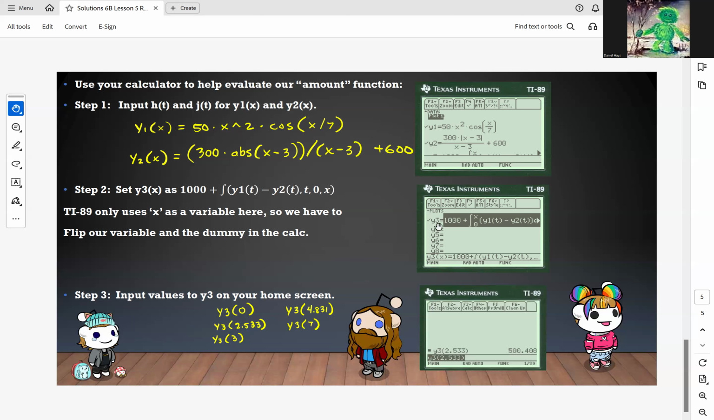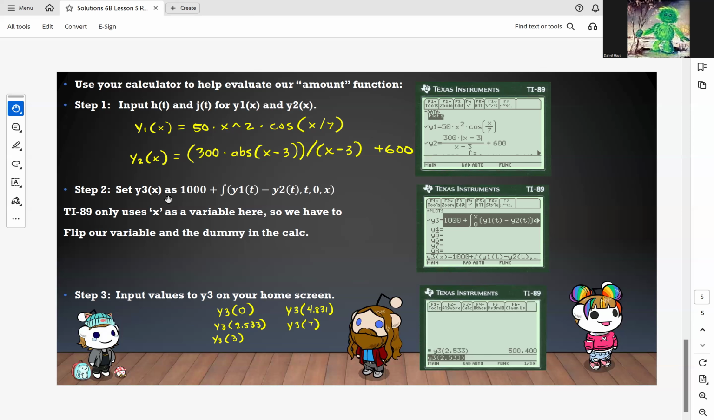And then we're going to go down to Y3 and instruct the calculator to do 1000 plus the integral of Y1 minus Y2. And you can see how that's typed in here. If you want to pull in the integral notation on the 89 as you define a function, you're going to use second 7. You can see the little integral symbol on your calculator above the 7.